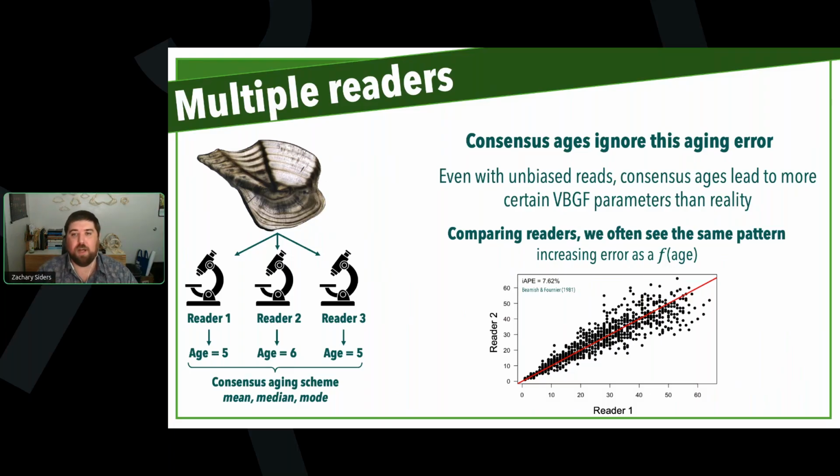And so even with an unbiased read, where all the readers are committing aging error randomly, we end up with consensus ages that can lead us to more certain VGBF parameter values than actual reality, because we haven't captured all that aging error going forward. And classically, when we compare readers, we often see this pattern below, where we have increasing error with age. So not only are we having more certainty about the parameter estimates, but across ages, we're also ending up with more uncertainty in how we're reading those individuals and not carrying that forward. And a Bayesian approach allows us to easily bring in that data and build some hierarchical models to handle this information.